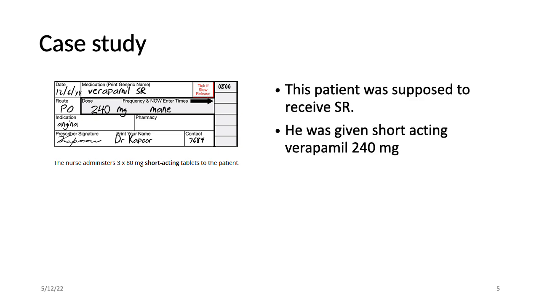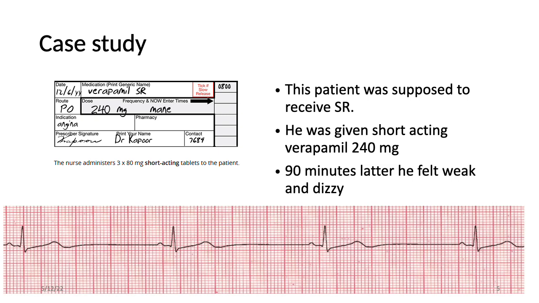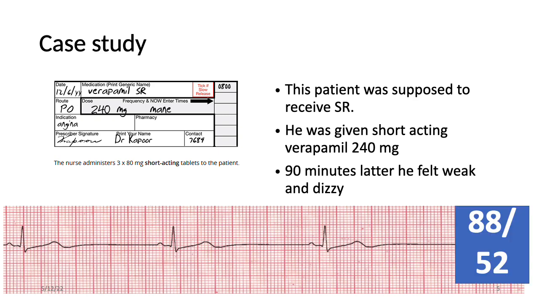This patient was supposed to receive verapamil slow release 240 milligram. However, the nurse gave her 3 tablets of short-acting verapamil. 90 minutes later, the patient felt weak and dizzy. She became bradycardic and hypotensive.